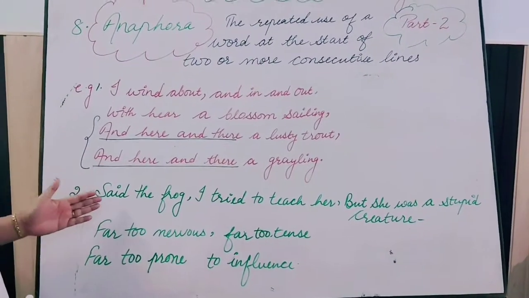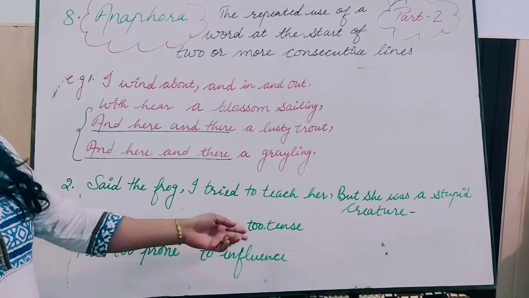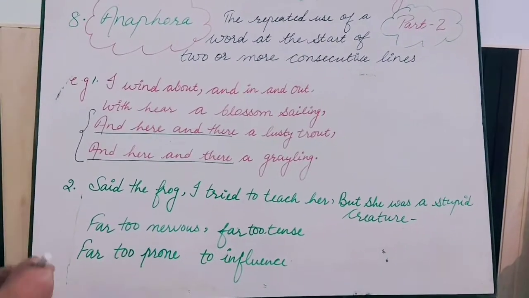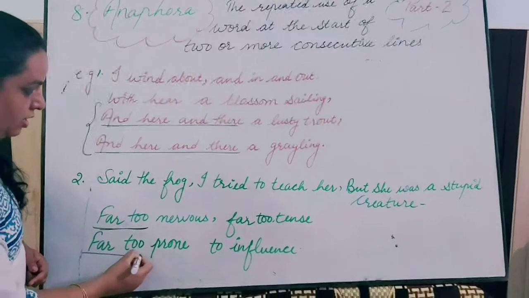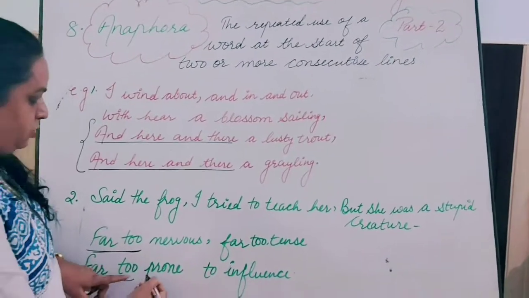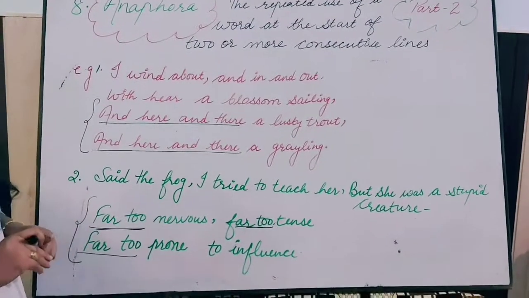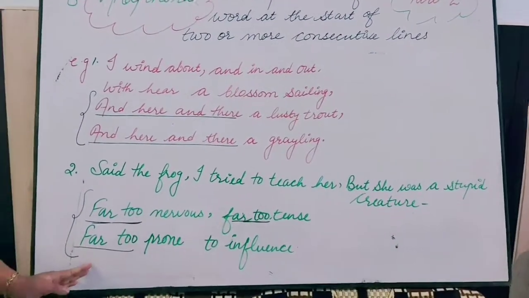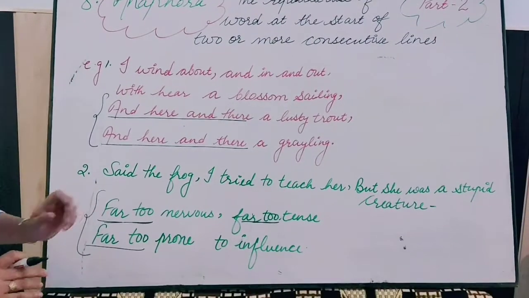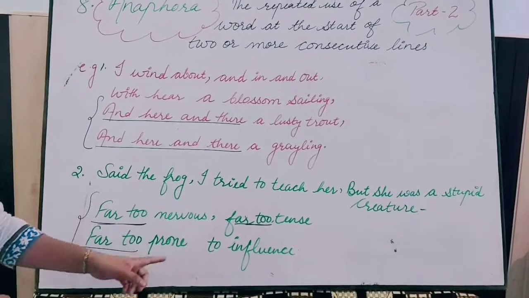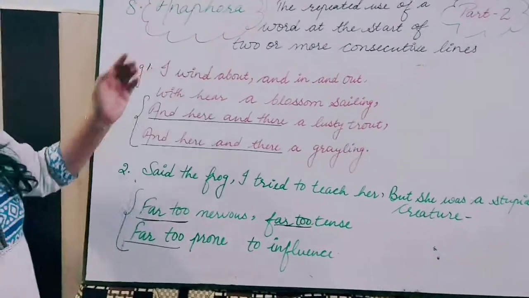Let's see one more example. Said the frog, I tried to teach her, but she was a stupid creature, far too nervous, far too tense, far too prone to influence. So, here which words or phrases are being repeated? These words, far too. Far too and far too are being repeated in the consecutive lines, in three lines. It may be a single word, it may be a group of words, a phrase or word, clear? So, if the word or the phrase is being repeated at the start of consecutive lines, it may be two or more lines, that is known as anaphora.